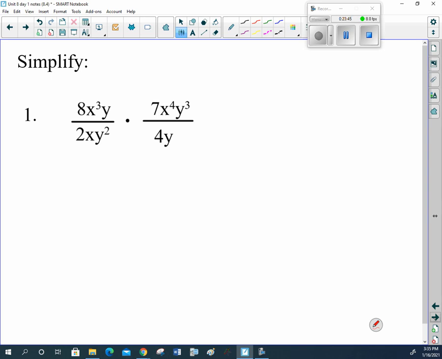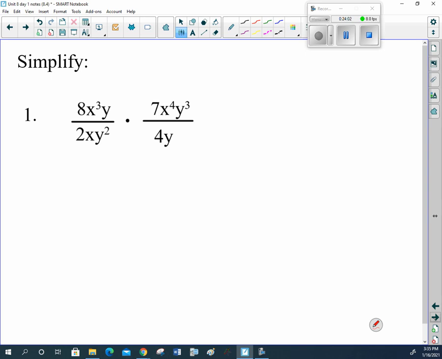So what I say mostly in this chapter is factor and reduce. This chapter, the biggest thing is going to be factoring. So if you get stuck and you don't know how to start the problem, you could start by factoring. Question number 1 is already factored.